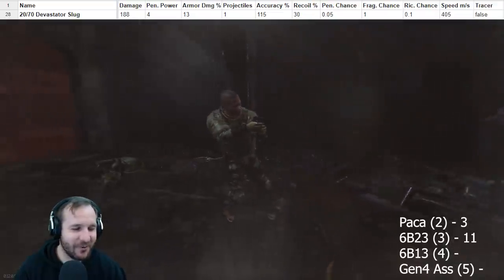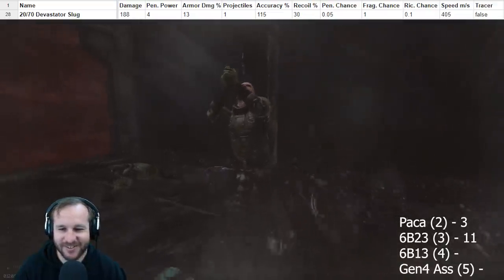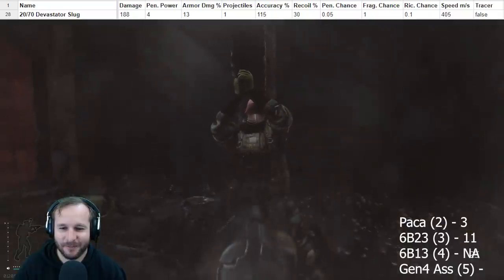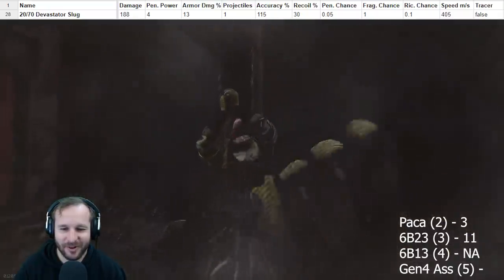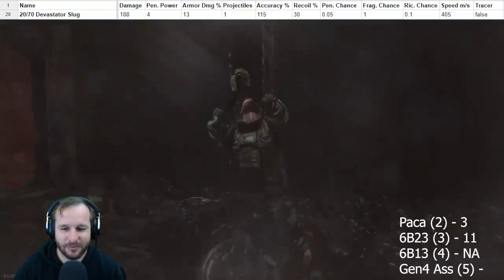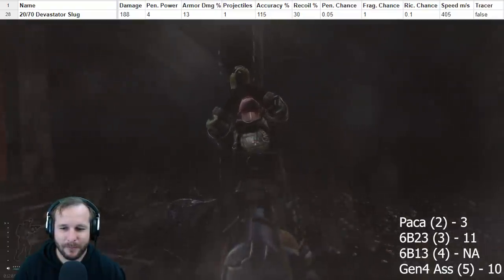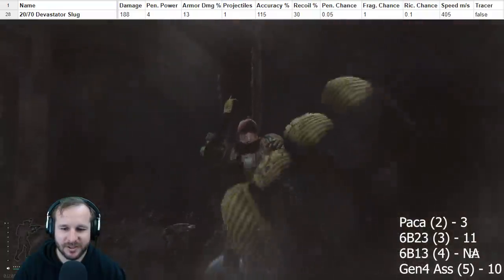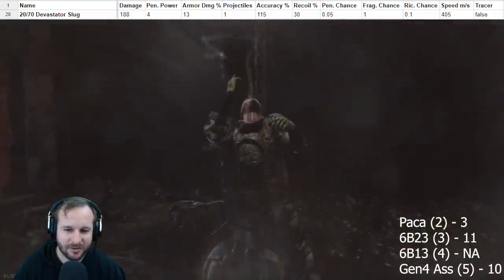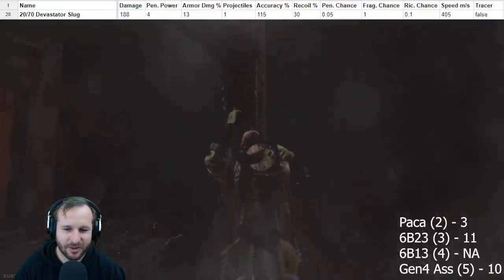Now, the next one we kill is the Gen 4 Assault. I skipped the 6B13 for a little special one at the end. So with the Gen 4 Assault, it was 10 shots. It's the same thing again: it's just slowly getting through the armor a little bit, but really it's just slowly killing off the person behind the armor.